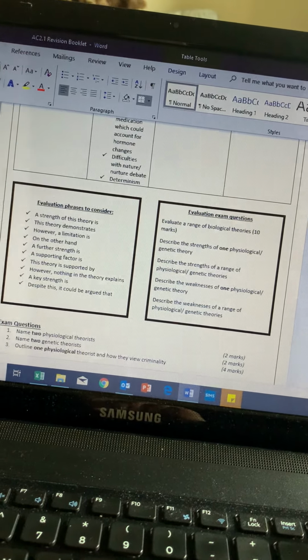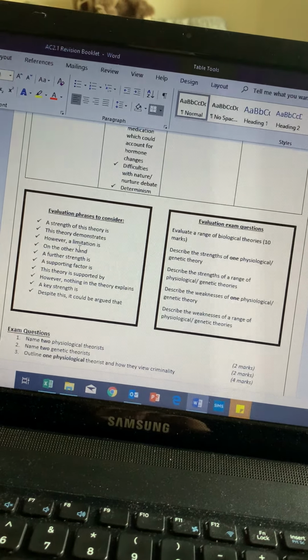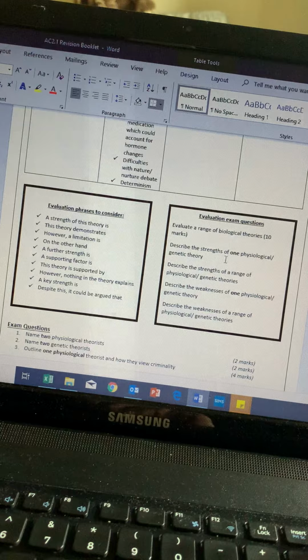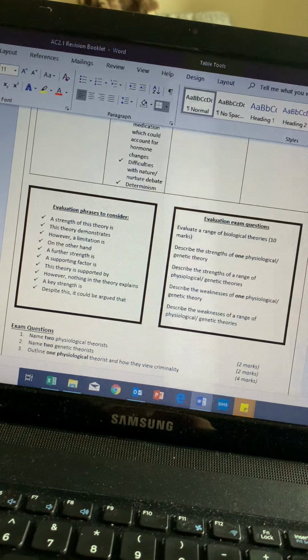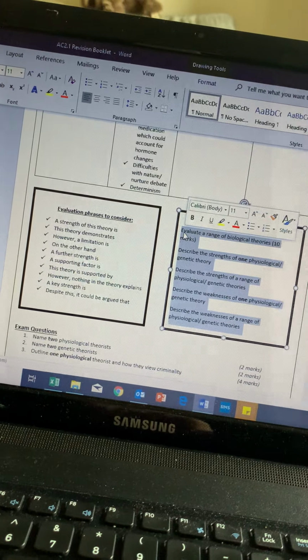Okay, so there are some evaluation phrases there. You should be using all of these. These will help you explain your points, and there are some exam questions that you can have a go at. Remember, the higher marks are going to be for these types of questions, so it is important that you are having a go at those.